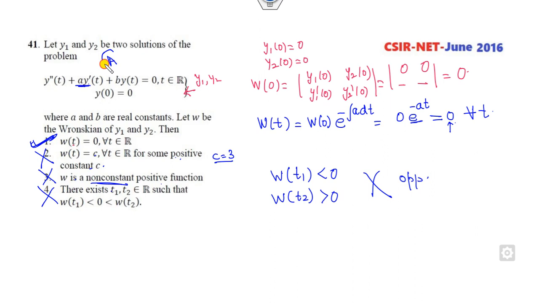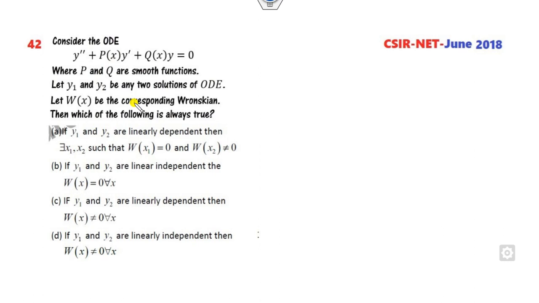Which is again a Wronskian question. So W is the Wronskian, which of the following is always true? If Y1 and Y2 are LD, so what is the meaning of that?